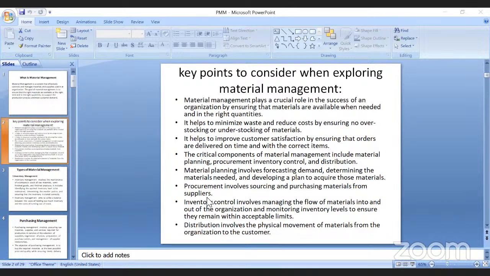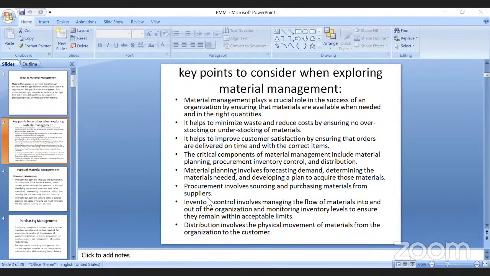Next, material planning involves forecasting demand and determining the materials needed according to the requirement, according to the need. That means you are planning accordingly. Yes or no? What are the requirements? What are the needs? Accordingly, you have to develop your strategy and your plan.